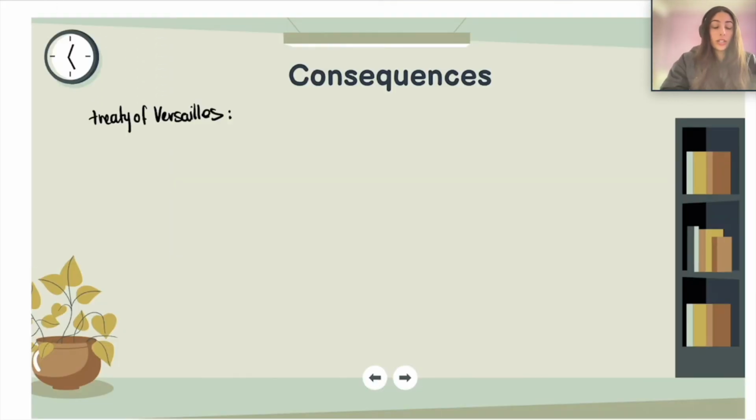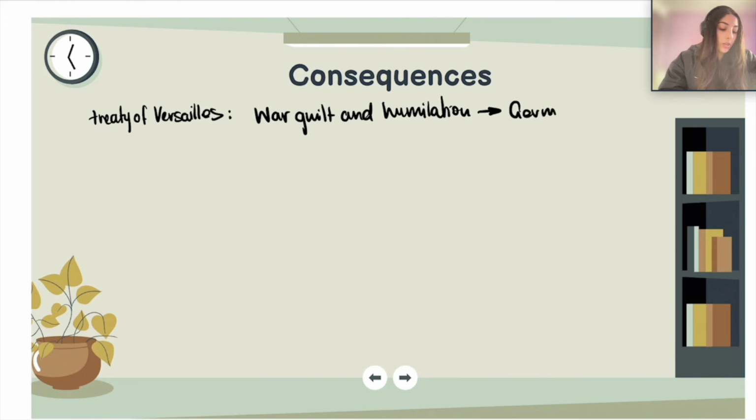Okay, so let's have a look at the consequences, starting with the consequences of the Treaty of Versailles, and then we'll look into the other consequences more generally of the other peace treaties and the peace process as a whole. So the Treaty of Versailles, the main consequence from this is the war guilt and humiliation. And this specifically was a German consequence. Now, what are the actual consequences of this? What's the problem with this?